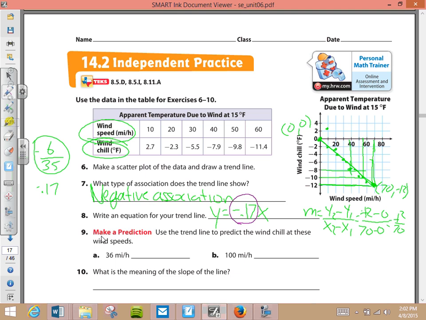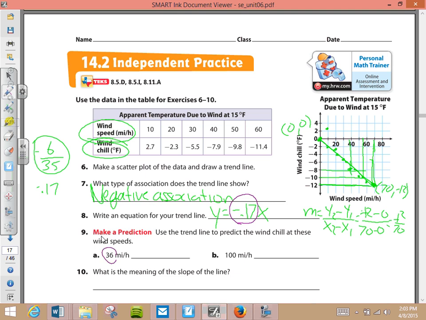Yes, it has to be negative because it has a negative slope. If it's positive, you did it incorrectly. Do we have any questions? Can I proceed? Good. All right. Use a trend line to predict the wind chill at these wind speeds.